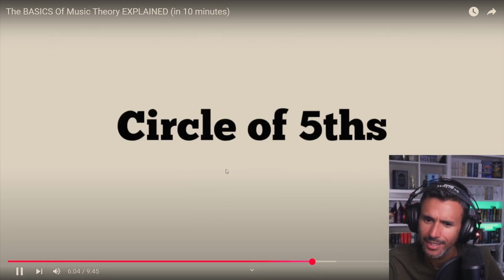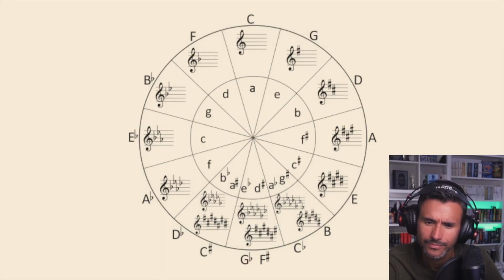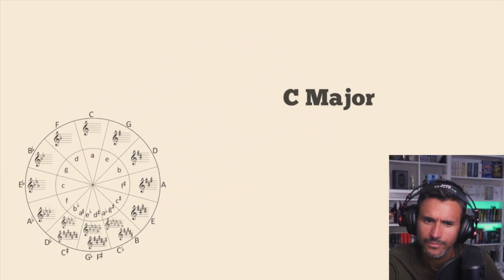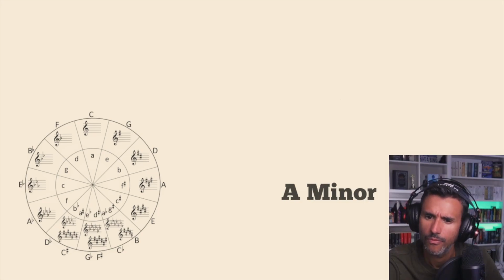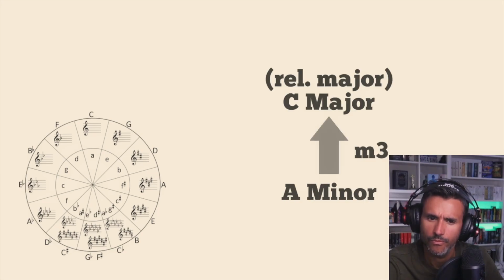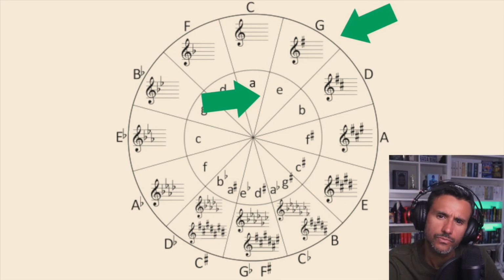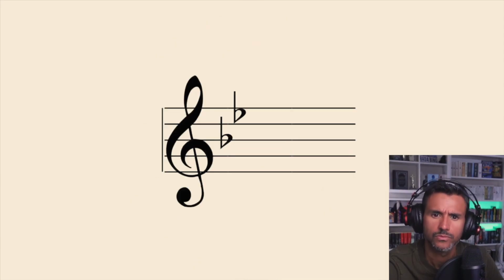Next, we have the circle of fifths. This chart will help you figure out which notes are sharped or flatted in any given major or minor key. Every major key has a corresponding relative minor key whose tonic is located a minor third below the root of the major key. This is also true in reverse. Every minor key has a relative major key that's located a minor third above. In each case, they both share the same key signature. For example, the key of G and the key of E minor both have one sharp, which is F sharp. Or the key of E flat major and C minor both share the same key signature, which has 3 flats, B flat, E flat, and A flat.